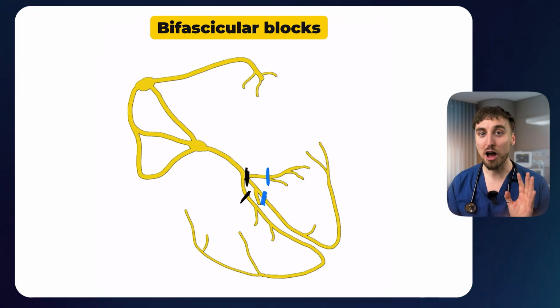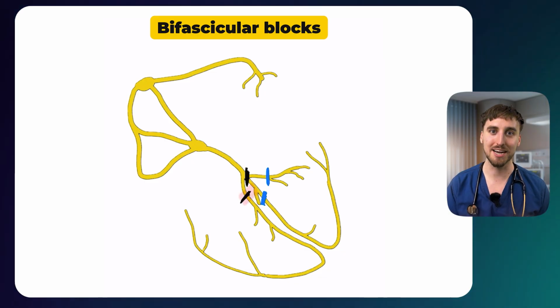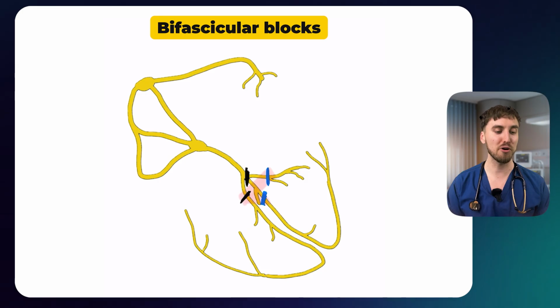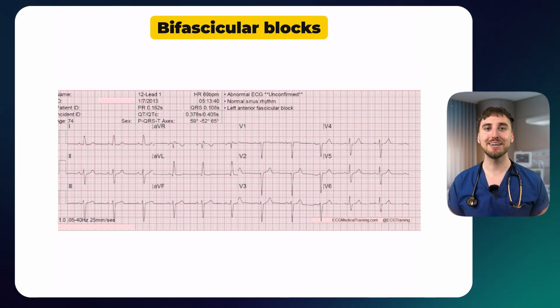Let's consider that there are up to 3 branches which we can block. A bifascicular block is when 2 of these are knocked out. It's most commonly a right bundle branch block and a left anterior fascicular block. The ECG is going to combine both of those findings.